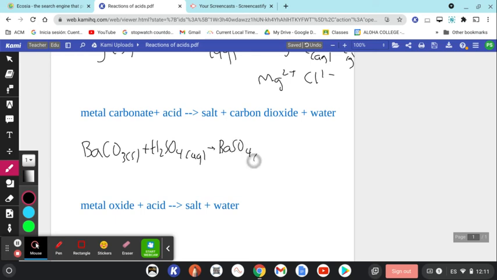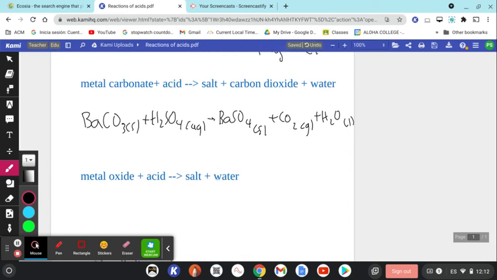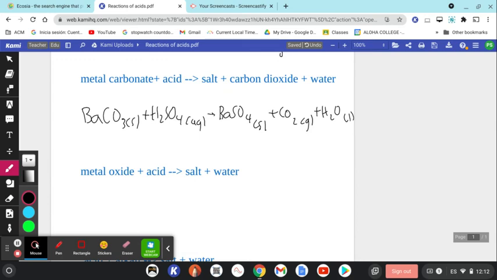In this case, it's actually a solid, doesn't dissolve in water. And we make CO2 gas and water. Now, water is L, state symbol L, because it's not dissolved in water. It's just water, so not aqueous. Now, barium has a charge of +2, and the sulfate ion has a charge of -2, which is why we have barium sulfate with no other numbers here.